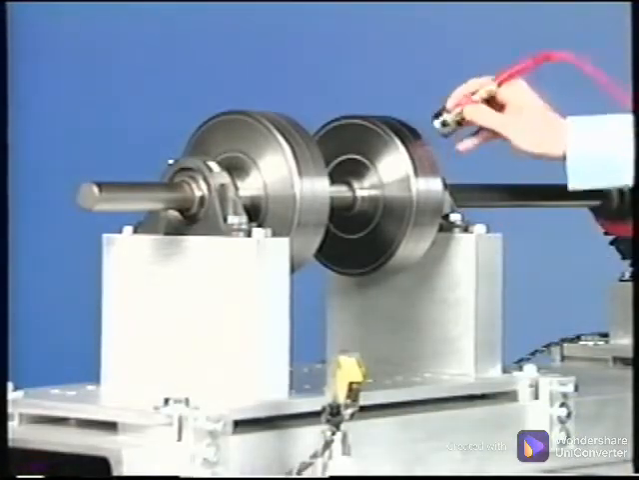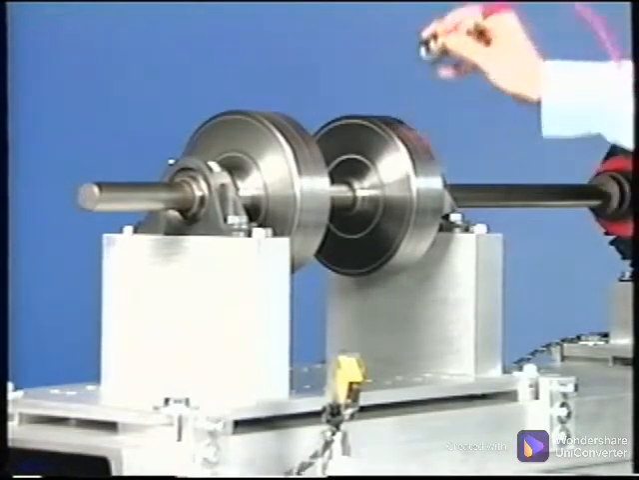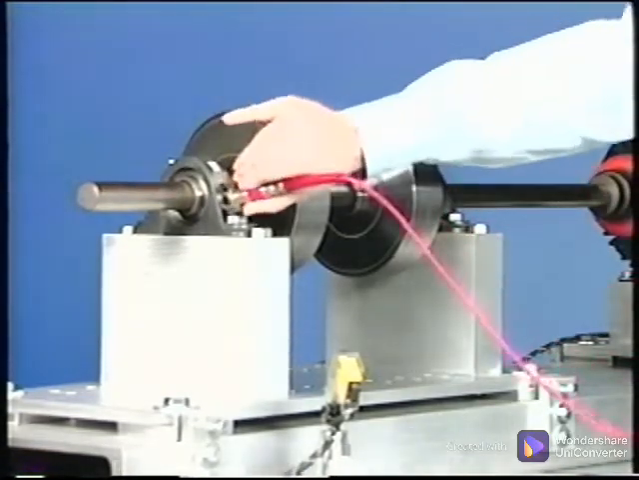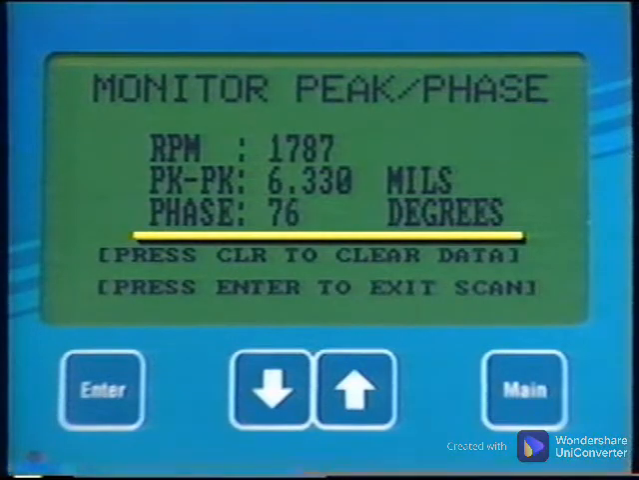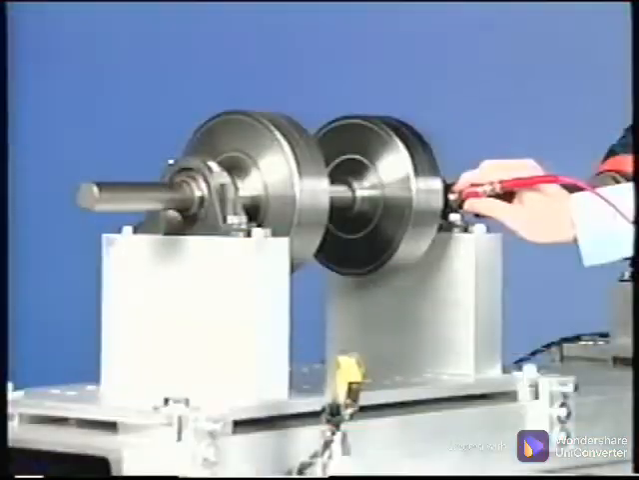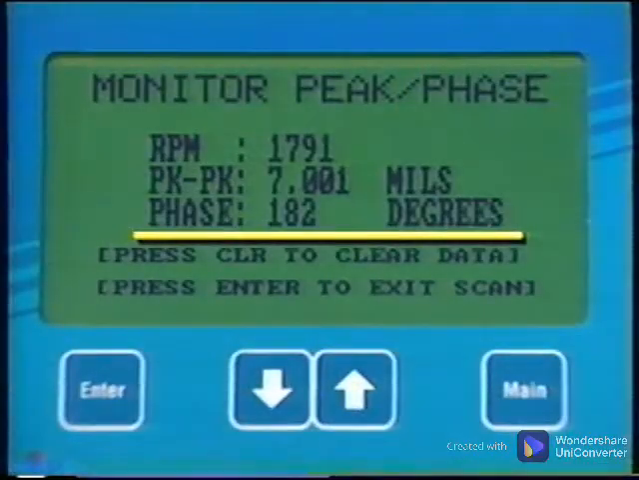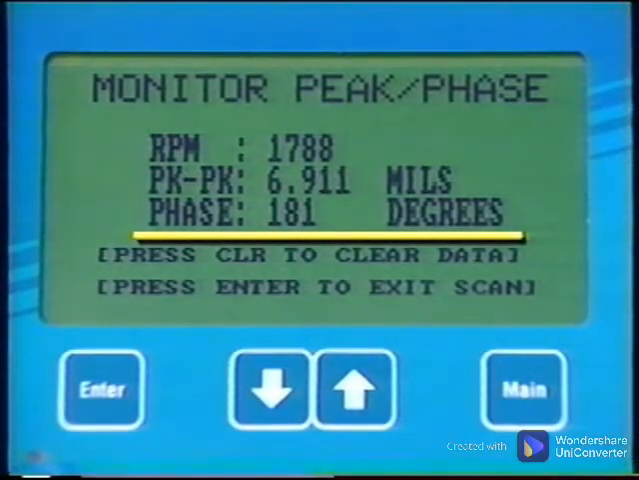To use phase measurements as a diagnostic tool, keep the phototach stationary and roam the machine with a sensor comparing the instantaneous phase angles, which indicate the movement of the machine with respect to the phototach. When the sensor is moved from the horizontal to the vertical position, we expect a corresponding change in the phase reading of 90 degrees plus or minus 20 degrees. If there is no change, or a change of 180 degrees plus or minus 30, it indicates a resonant condition.